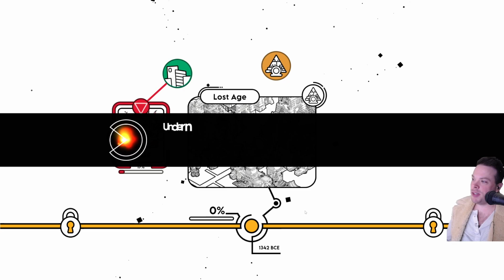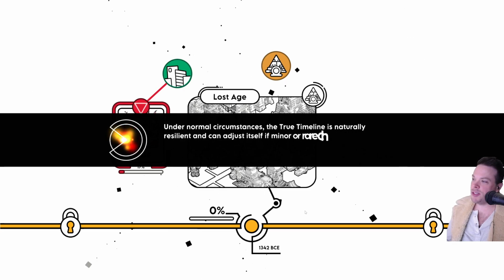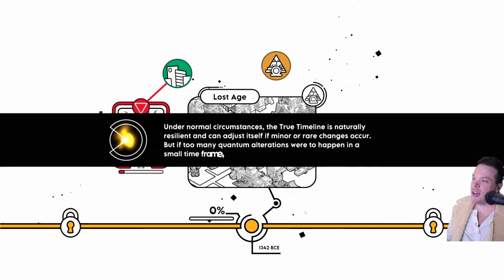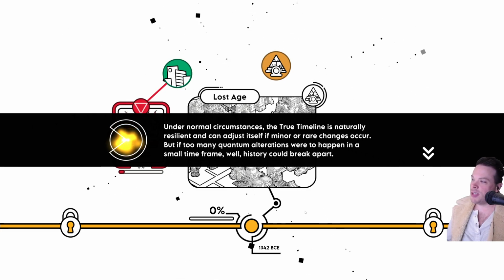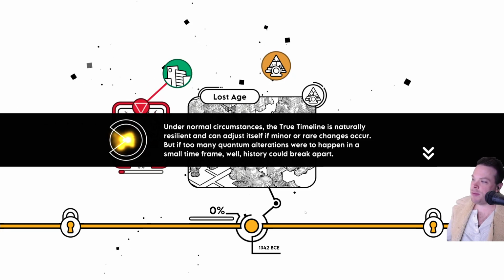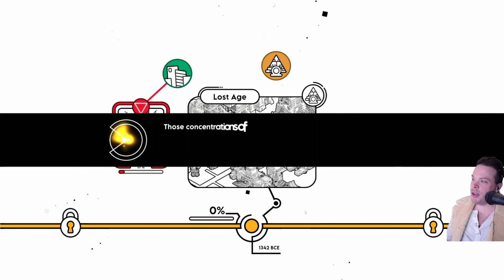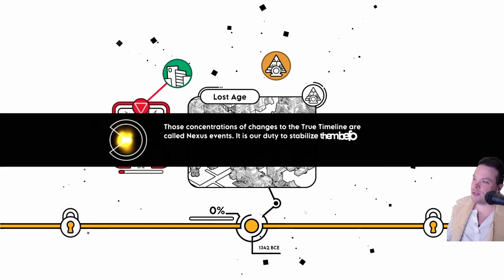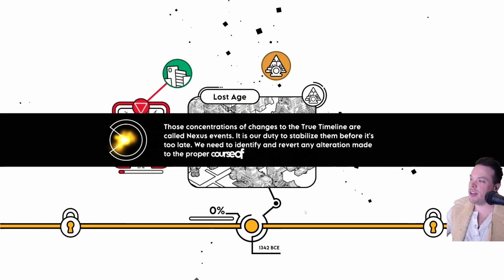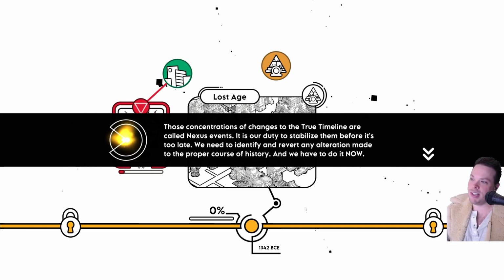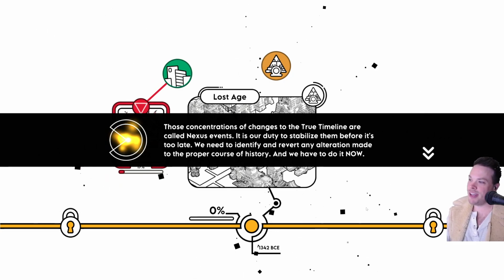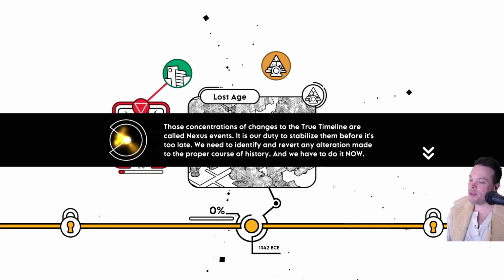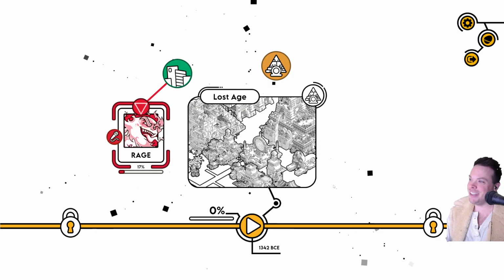Okay, now an explanation is in order. Under normal circumstances, the true timeline is naturally resilient, but can adjust itself to minor or rare chances or changes. But if too many alterations happen in a small time frame, history can break apart. Those concentrations of changes to the true timeline are called Nexus events. It is our duty to destabilize them before it is too late. We need to identify and revert any alterations made to the proper course of history, and we have to do it now.